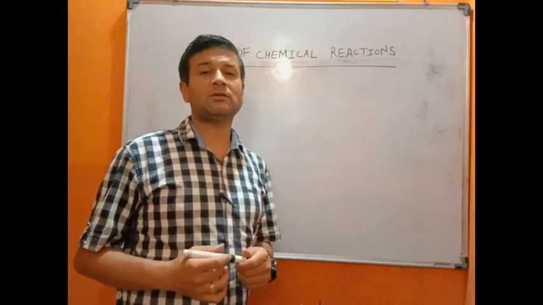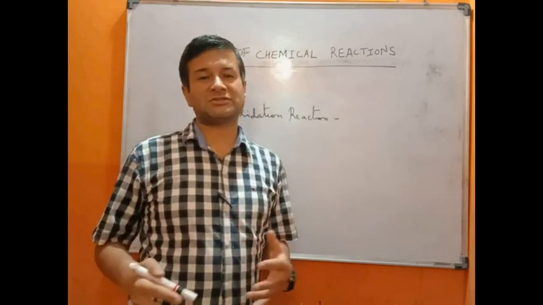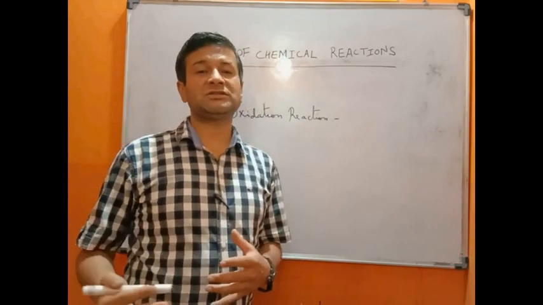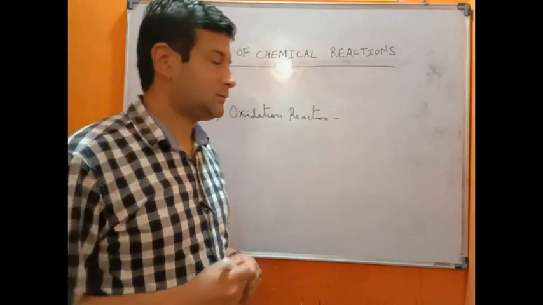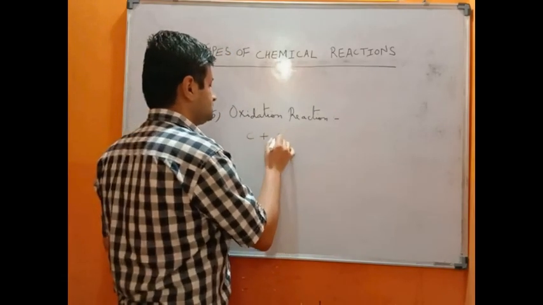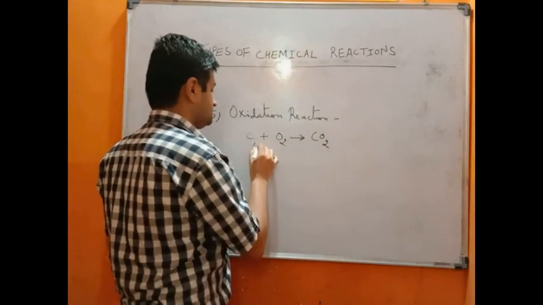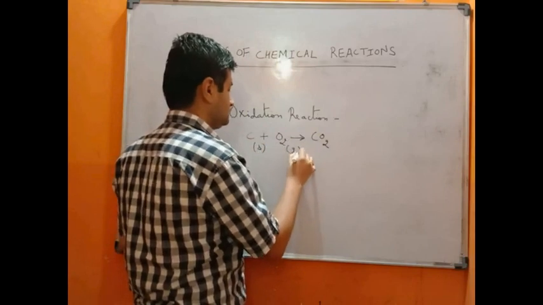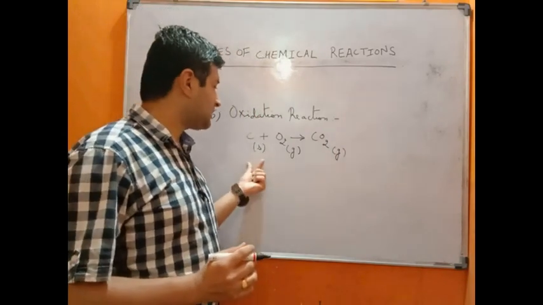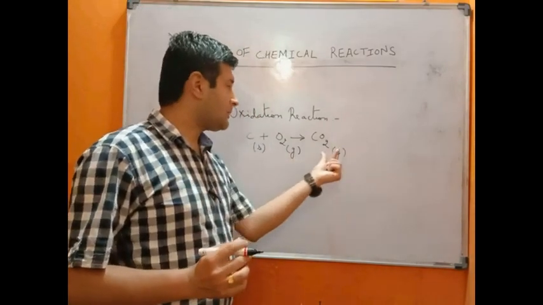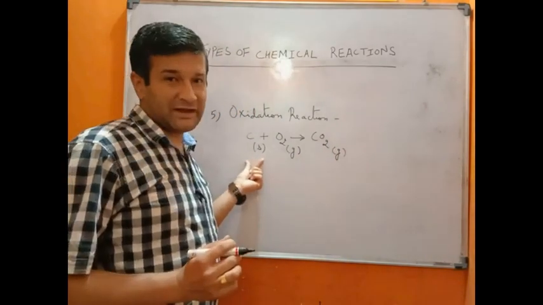Now let us discuss the next type of reaction, that is oxidation reaction. In oxidation reaction, a substance gains oxygen and gets oxidized. For example, burning of coal. Here you see carbon gains oxygen to form carbon dioxide. So we can say that carbon is oxidized.